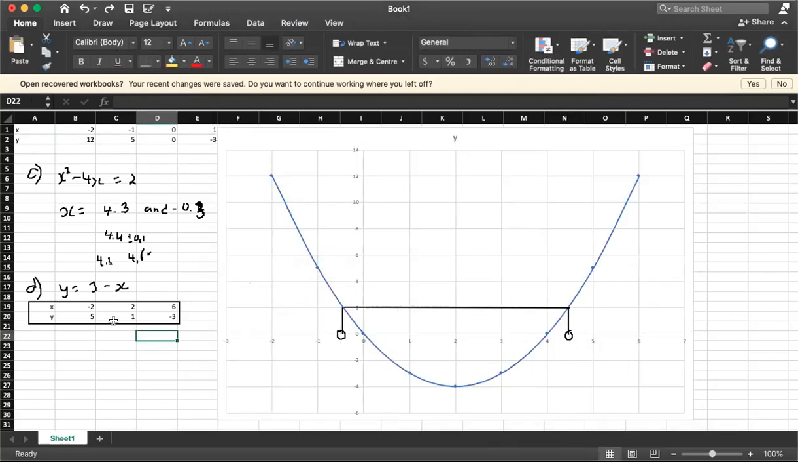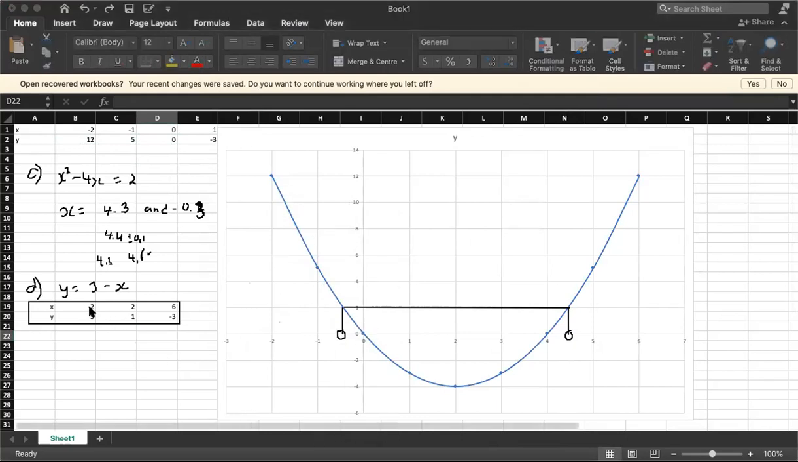Okay, it's fine. So if you're going to plot, let me not waste time. Let's just plot on that graph. That's -2 and 5: when X is -2, Y is 5. This point would have been right there. And then when X is equal to 2, Y is 1, somewhere there. And then 6 and -3 is somewhere here.